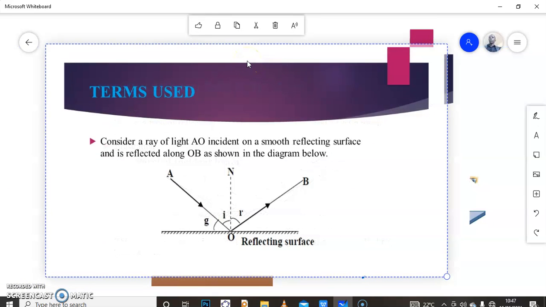In this concept of reflection, we have some key terms that we must know, and we shall always refer to them. For us to define those terms, we are going to consider the diagram you're seeing. We have our plane mirror or plane surface, and an incident ray being reflected in this direction OB. In between you're seeing a dotted line which represents the normal. We are going to define all those terms, and some angles here, G, I, and R. We need to know the meaning of all those terms.